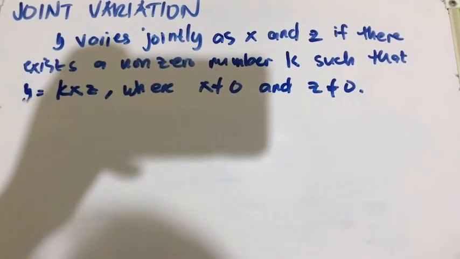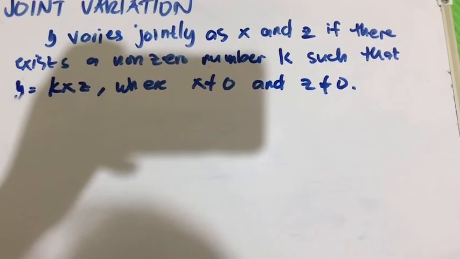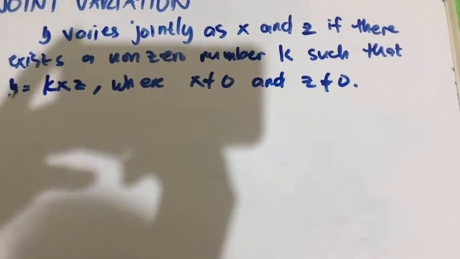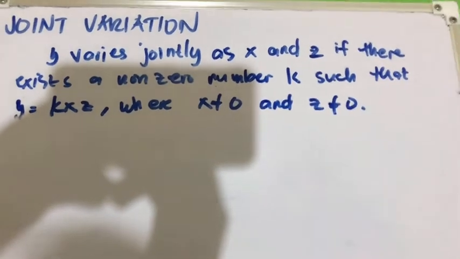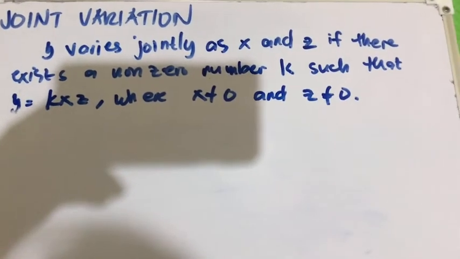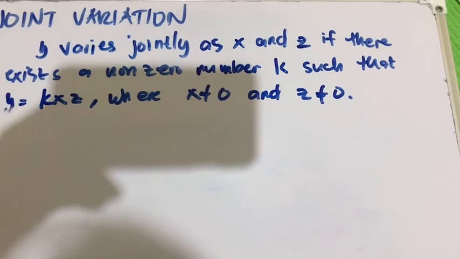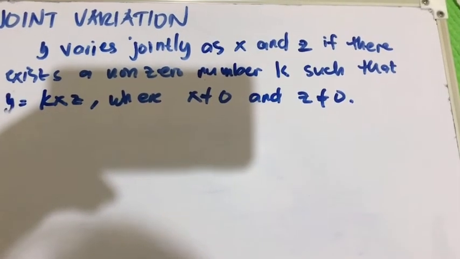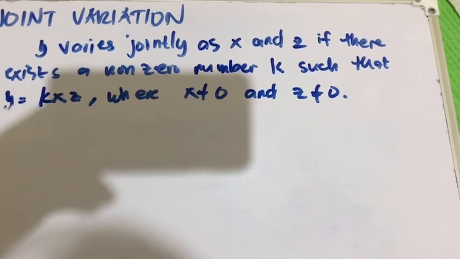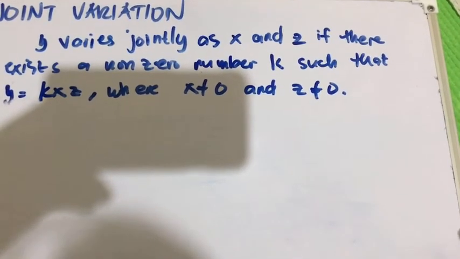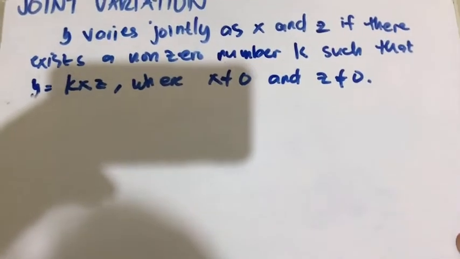Hi there, so we're done with direct and inverse variation. Now we are going to discuss joint variation. We have here a definition. Y varies jointly as x and z if there exists a non-zero number k such that y is equal to k times x times z, where x and z are both not equal to 0.